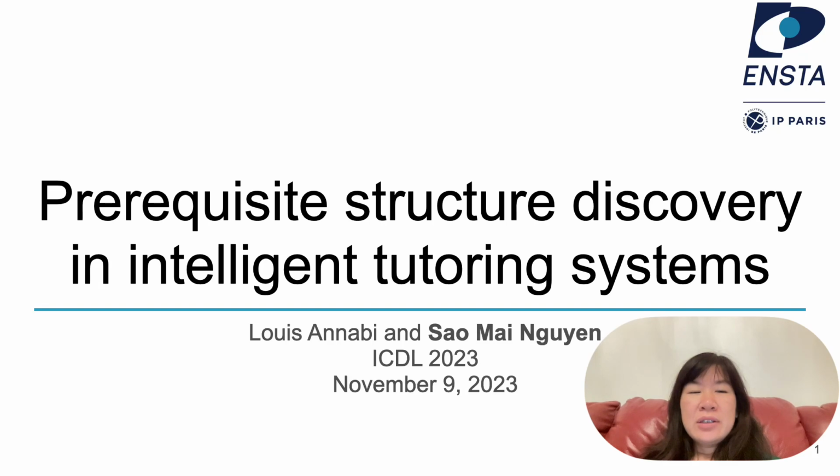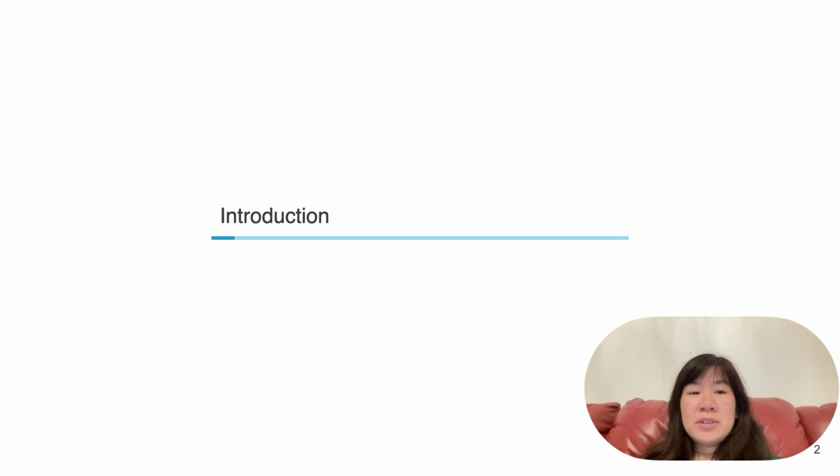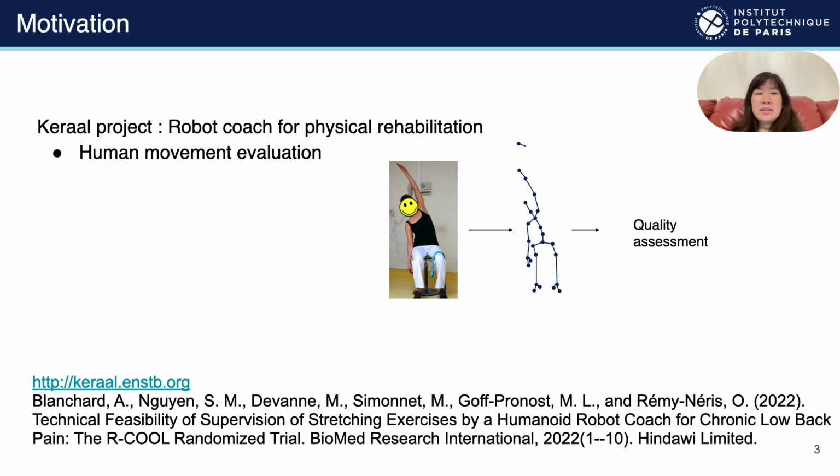In this article, we propose a method to discover prerequisite structure for intelligent tutoring systems. Our motivation lies in the CARE project, which proposes a robot coach for physical rehabilitation. The idea is to evaluate from a movie, a picture, human movement, extract human poses from images, and be able to assess the quality of the movement.